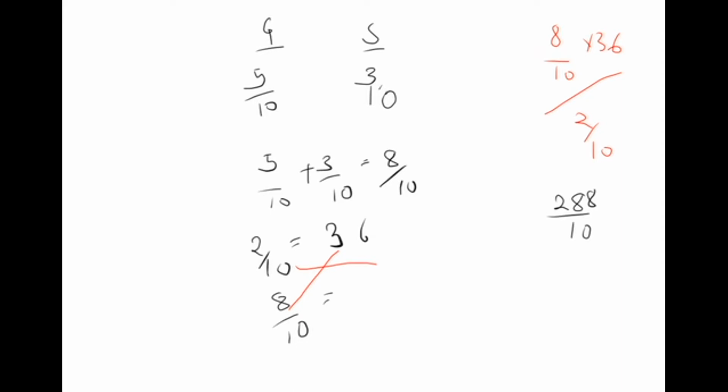It will be 28.8. 28.8 divided by 2/10. Therefore, we have 28.8 times the reciprocal of 2/10, which is 10/2. Then simplify by 2, 1 by 2, 14.4.